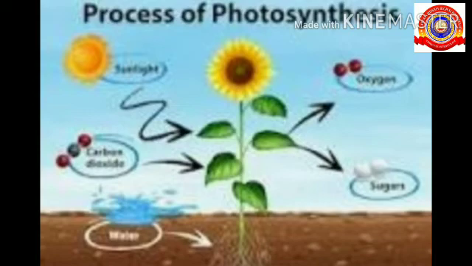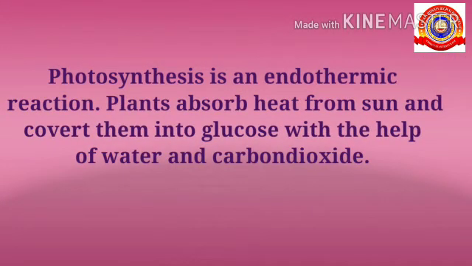Next, the process of photosynthesis. Do you know which reaction this is? Photosynthesis is an endothermic reaction as plants absorb heat from the sun and convert it into glucose with the help of water and carbon dioxide. So students, photosynthesis is an endothermic reaction. What is the reason? Because it absorbs heat during the reaction. That's why it's an example of an endothermic reaction.